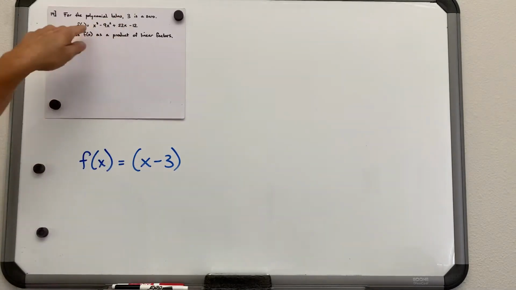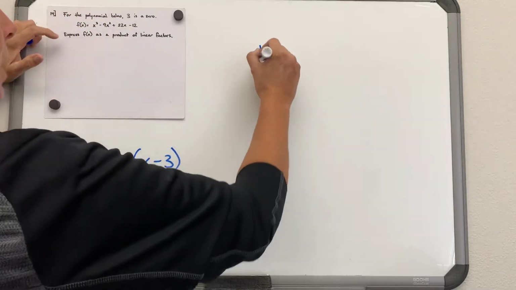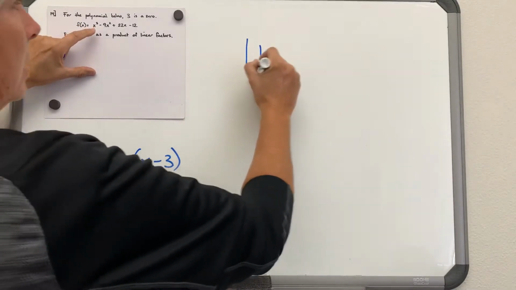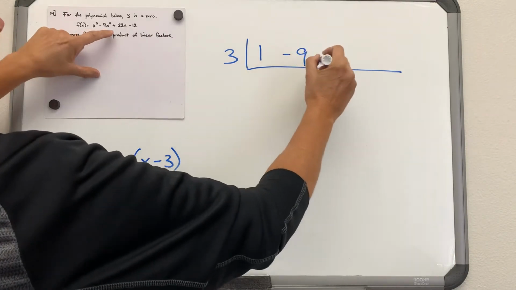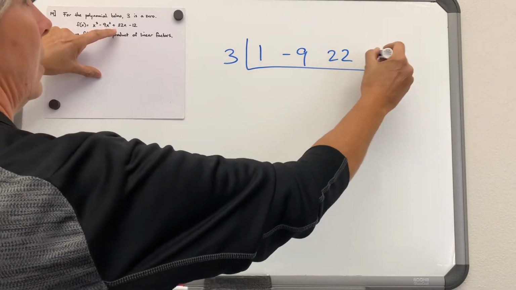So if I know 3 goes into it, what I could do is set up a synthetic division. I'm testing 3. I get 1, negative 9, 22, and negative 12.